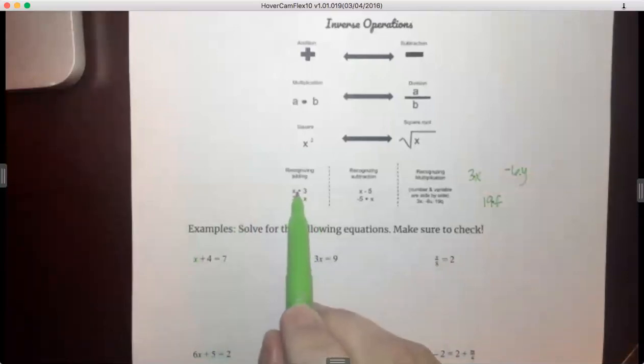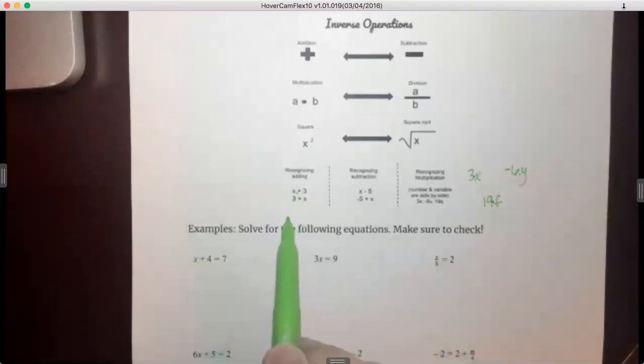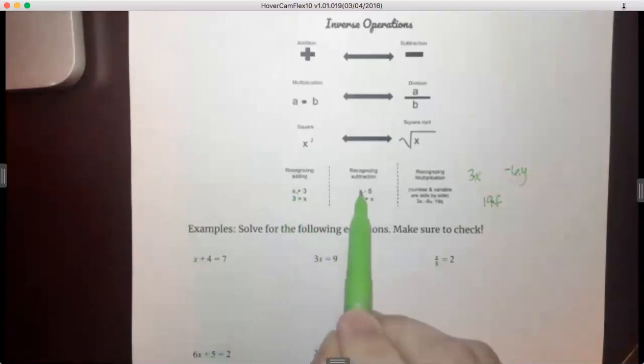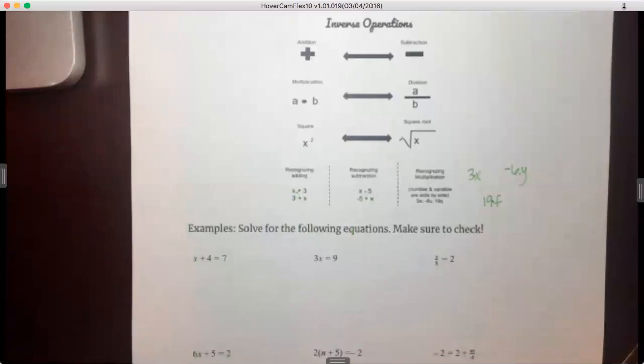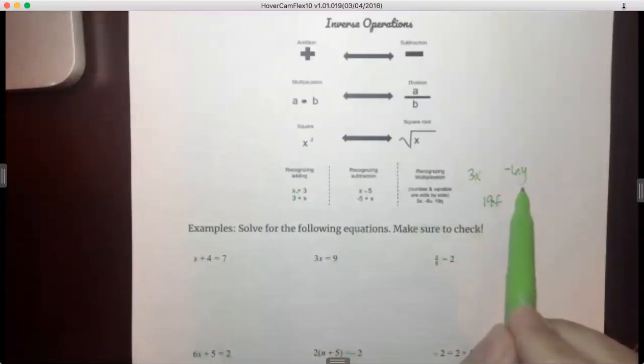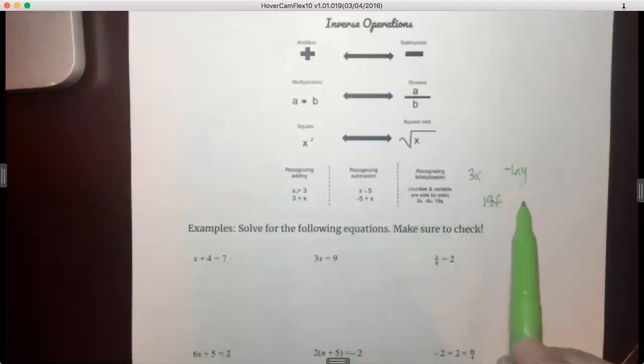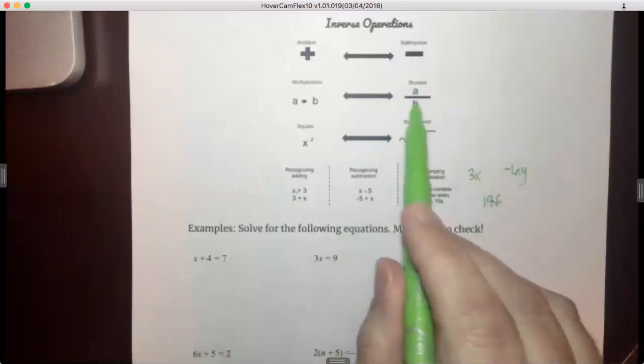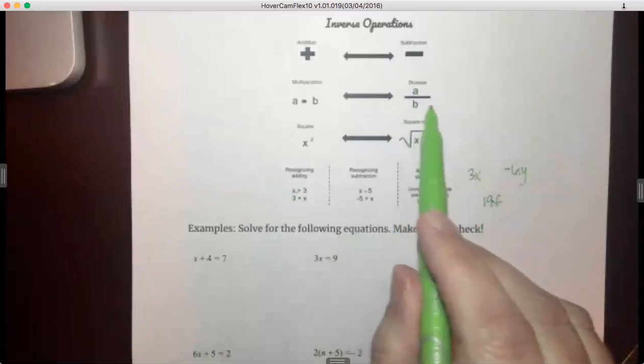See right here, I can put my pen between these two and I hit a plus sign, addition. I can put my pen here and hit a negative sign or a minus sign, subtraction. Here, I don't hit that, okay? I hit a multiplication. Division looks like this, as the fraction bar, the division bar.